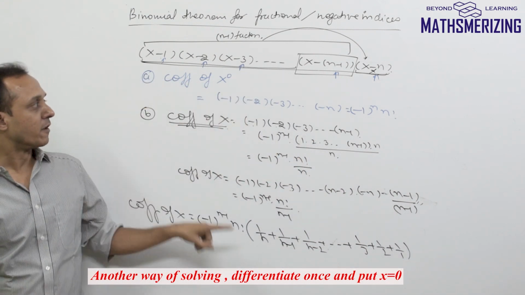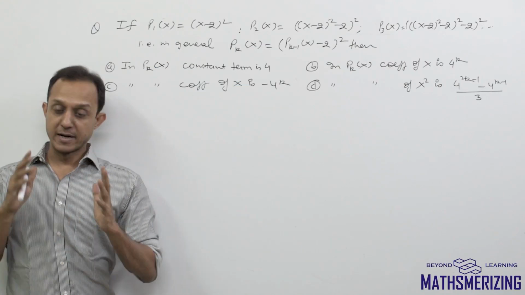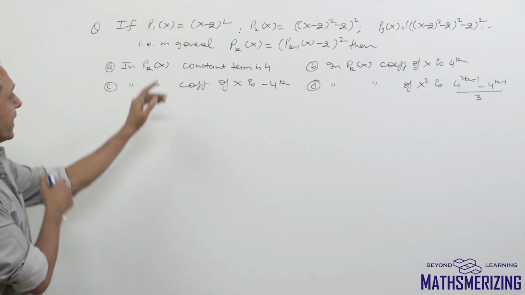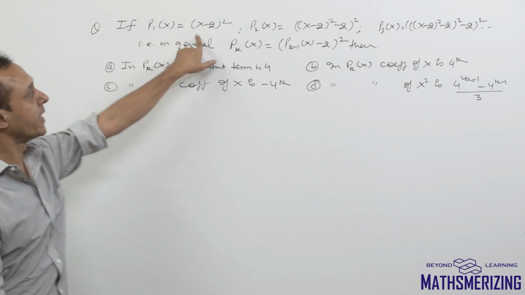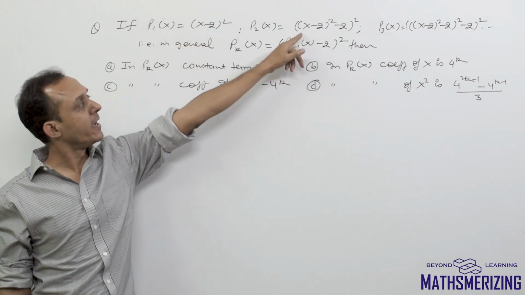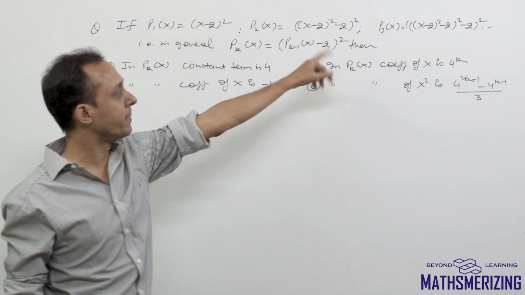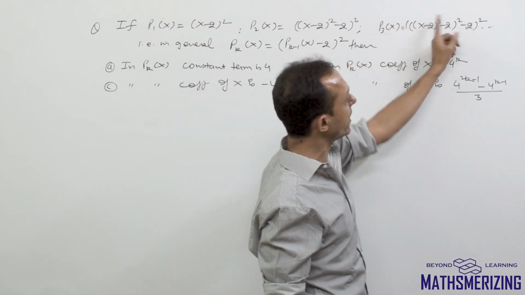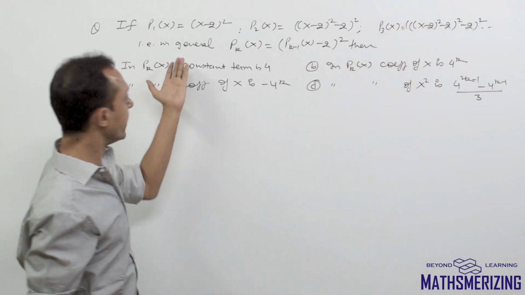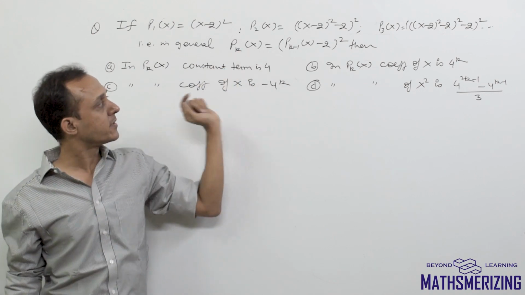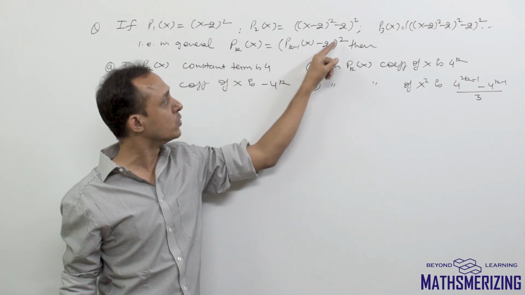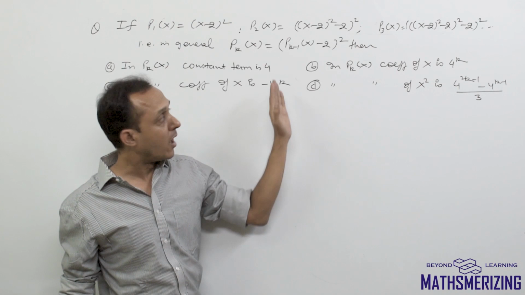So that is the coefficient of x in this expression. Now let us take a recursive polynomial which is defined as p1(x) is (x minus 2) square, p2(x) is ((x minus 2) whole square minus 2) whole square, p3(x) is (((x minus 2) whole square minus 2) square minus 2) whole square, and then in general pk(x) is (pk minus 1(x) minus 2) whole square. Now, how do we solve this question?